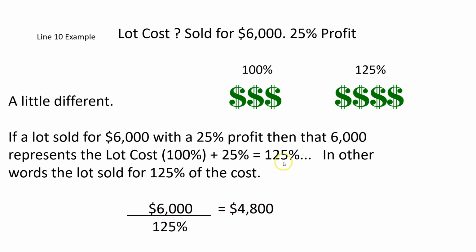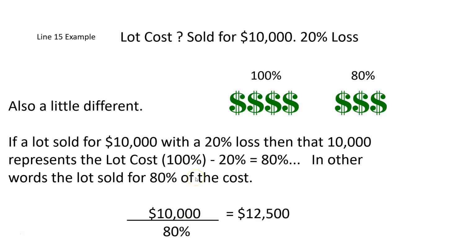As with all math problems, once you go one way and find the answer, you can always go the other way to see if it checks out. In other words, I would get 4,800 and add 25% to it to see that I came up to 6,000. And there's the same thing, but doing it with a loss. I paid so many dollars for it and I lost 20%. The amount that I sold it for was 10,000.